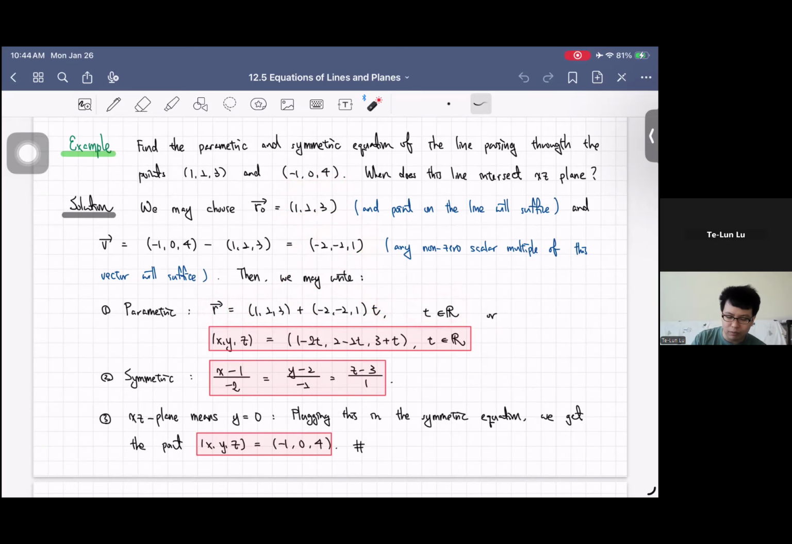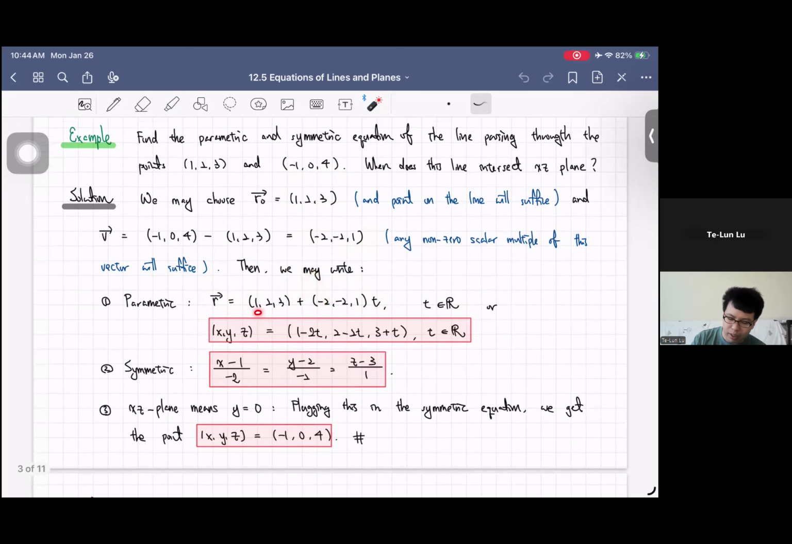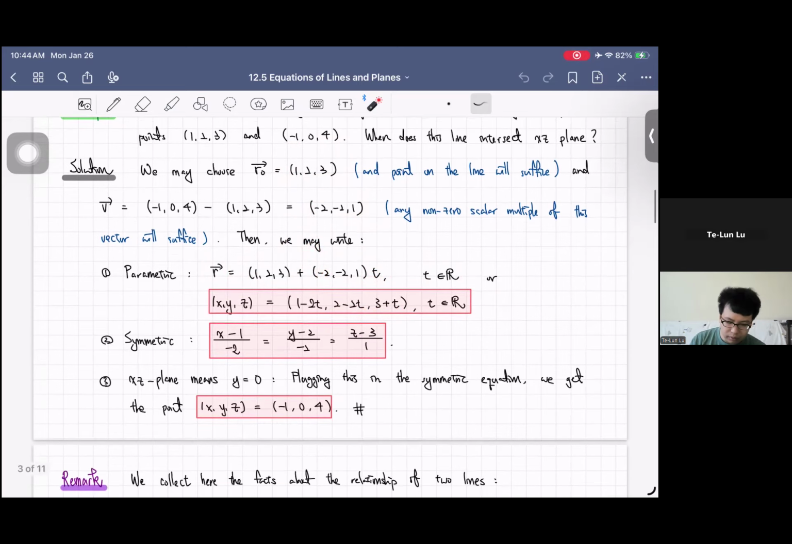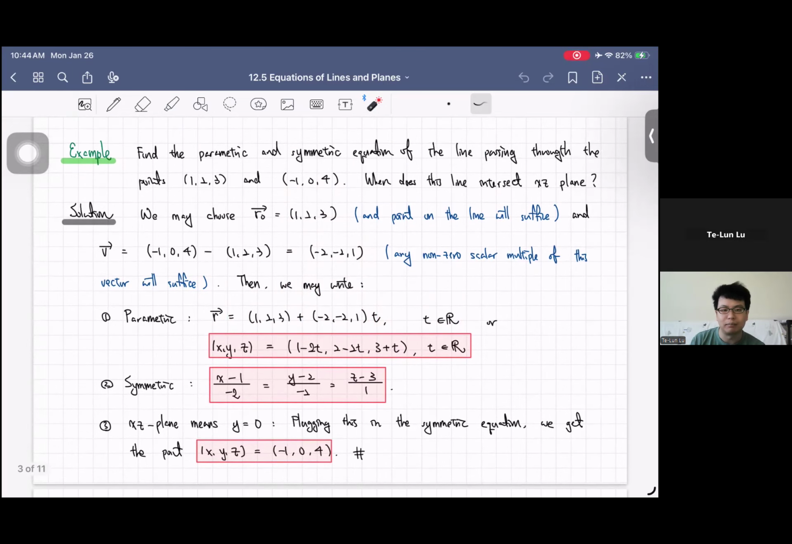You can also write that in terms of coordinates, then you get 1 minus 2t, 2 minus 2t, and 3 plus t. Right. And the symmetric equation is actually quite simple. You have x minus the x coordinate of the point, which is 1, y minus the y coordinate 2, z minus the z coordinate 3, divided by the directional vector components, -2, -2, and 1. And that is your symmetric equation.